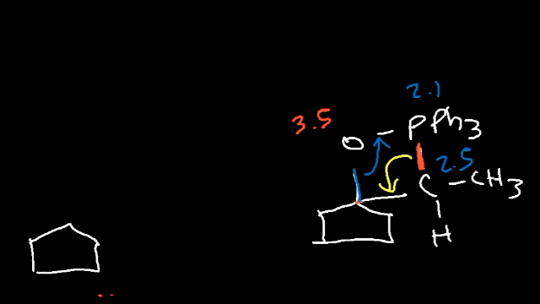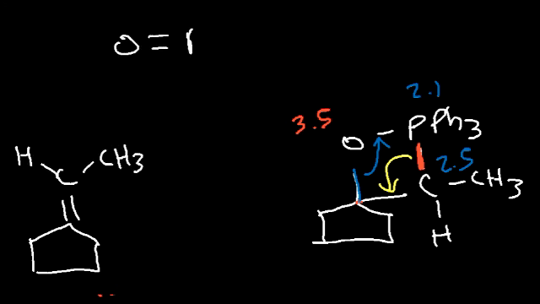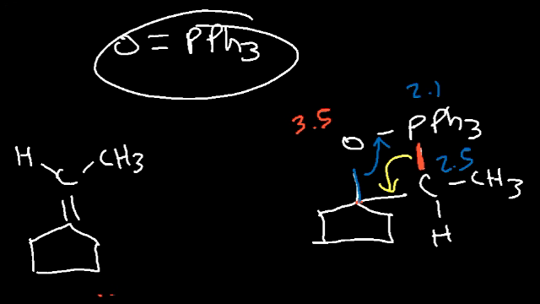So therefore, we're going to get this product, this particular alkene, and we're also going to get triphenylphosphine, which is a side product. And so that's the mechanism for the Wittig reaction.